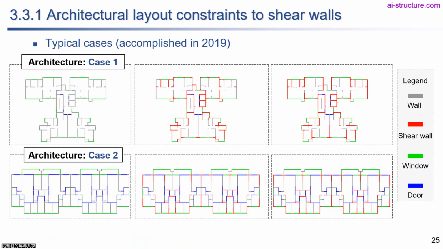Okay, so on the left are two architecture designs. The green means window, the gray line means the wall, and the blue line means the door. And on the right is the layout of the shear wall. The red line means the shear wall. So can you identify which one is done by AI and which one is done by an engineer?